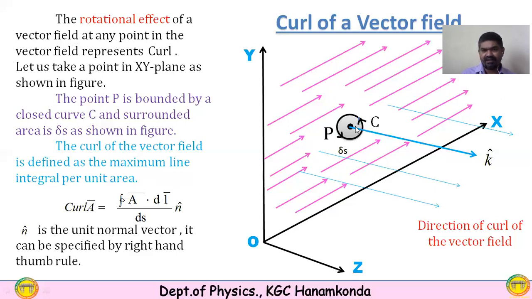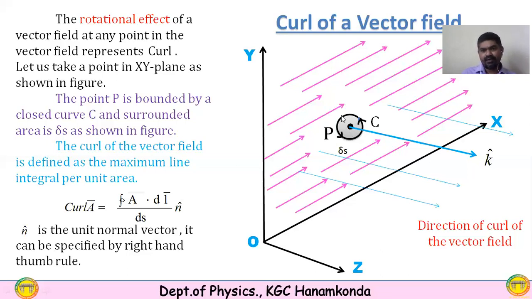In this vector field, I am taking a point P where the vector field undergoes a rotational effect. Therefore, here I have drawn a closed curve. This closed curve is enclosed by the point P. This closed curve bounds or surrounds an area delta S.